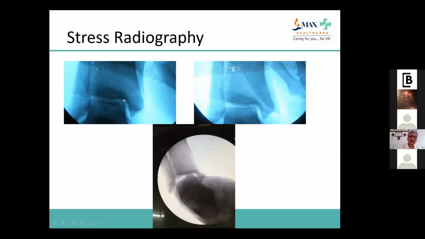As you can see, this is a normal ankle without the stress of inversion. And this is an ankle which is opening by just 2 to 3 mm during inversion. And this, where you see more than 4 mm opening during the inversion test, is pathognomonic of an ATFL plus CFL tear.